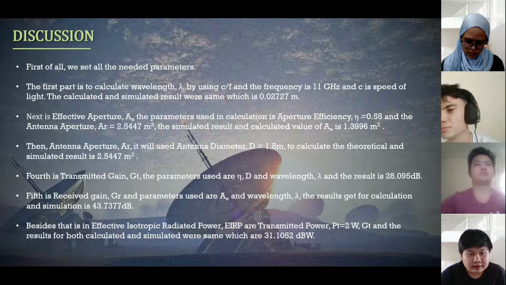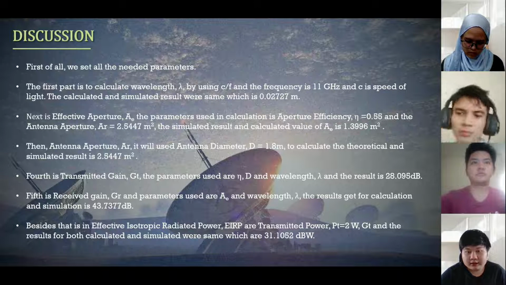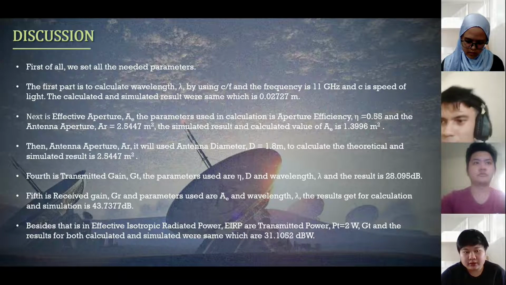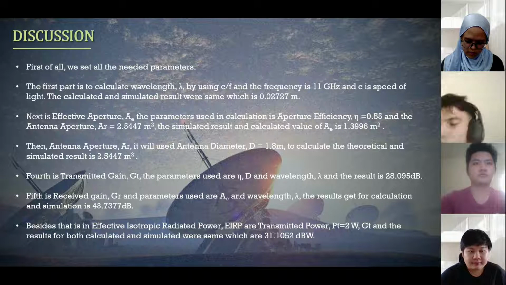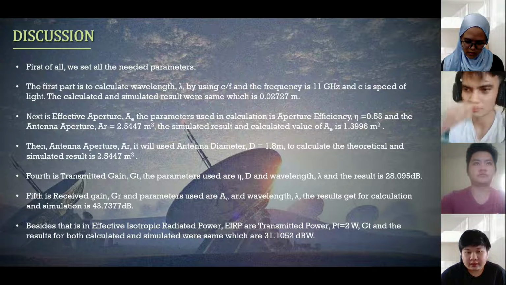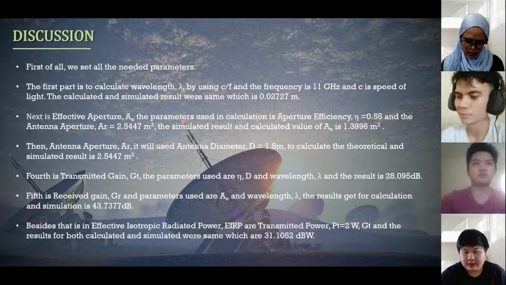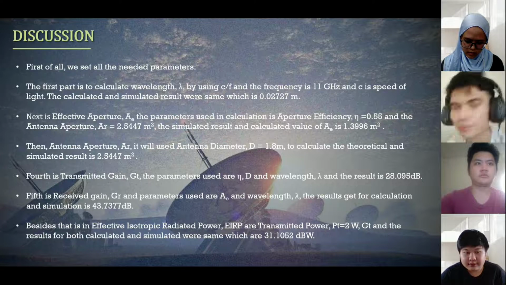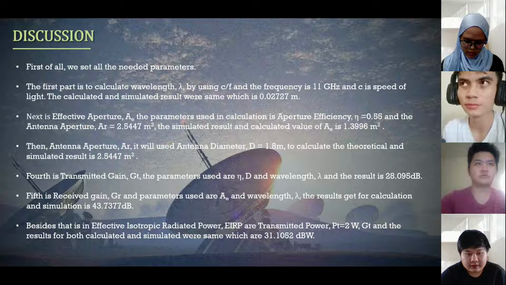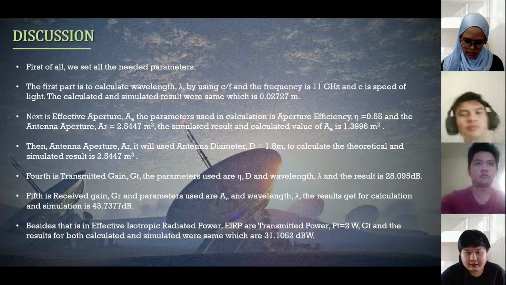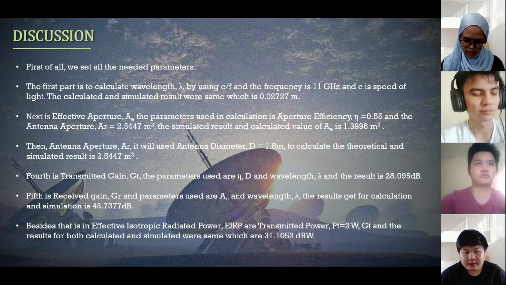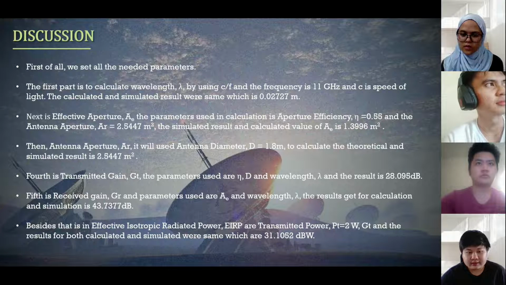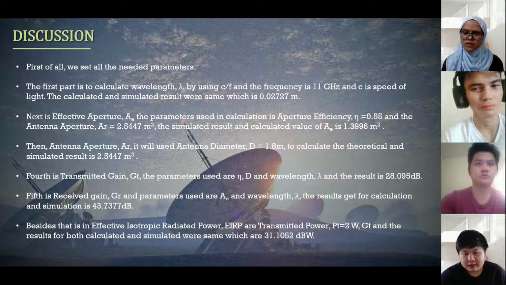So next is the antenna aperture. We use the antenna diameter of 1.8 meter, and the theoretical and simulated results are the same, which is 2.5447 meter squared. For the transmitter gain, the parameters used are the efficiency, diameter, and the wavelength, and the result we get is 2.805095 dB. Then next is the receiver gain. The parameters used are the effective aperture and wavelength. Then we calculate and get the result, which is 43.7377 dB.